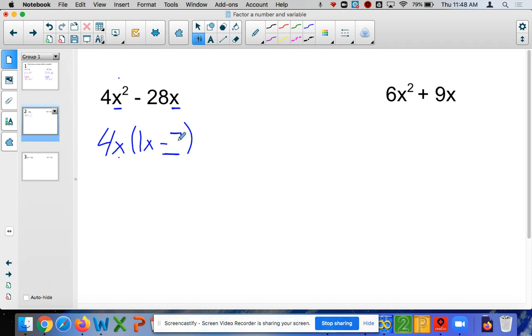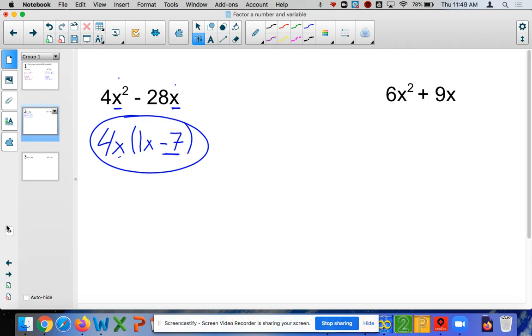It's negative 7. Do you need to add another x? No. I've got 1 right outside of the parentheses, and I've got 1 right up there. So that's factored form right there. 4x times 1x minus 7. Again, that 1 in front of the 1x, you can have it there if you want, not necessary though.